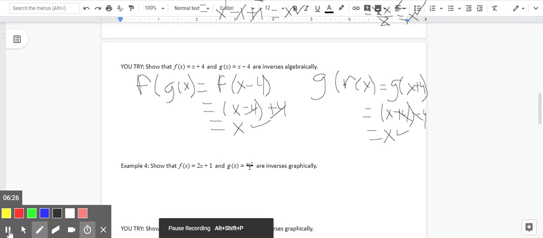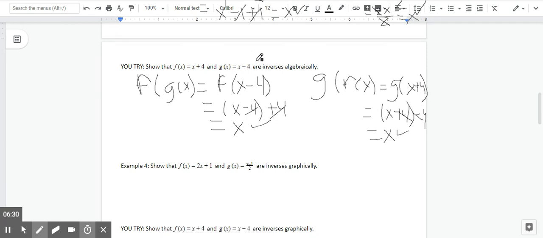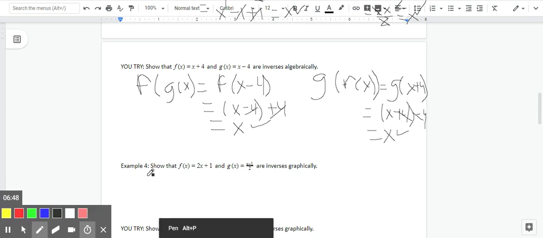So there are the answers to the try. f of x is x plus 4 and g of x is x minus 4. When you plug it in, minus 4 plus 4 cancels out, you get x. The opposite way, now we are taking g and plugging in f. g is x minus 4. Plug in x plus 4 for x, minus 4 cancels, we get x. And that is how you would do that example.